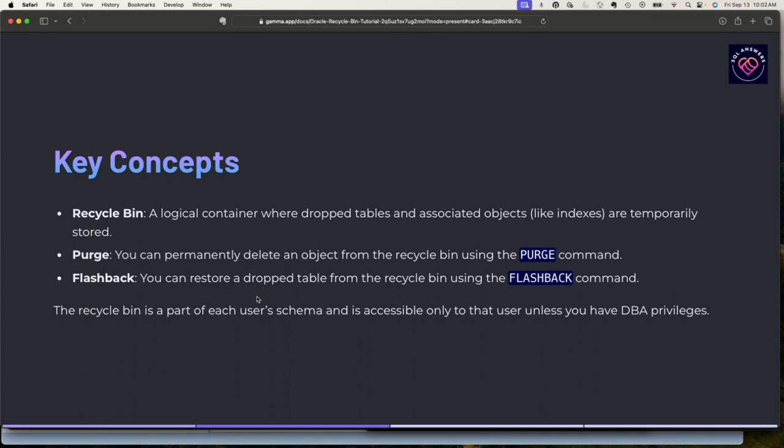And the flashback command is how you actually restore a dropped object. So there's a flashback command. We're going to look at that in a minute. And that's how you actually get objects back from the recycle bin. Recycle bin is part of every user schema, and it's accessible only to that user unless you've granted privileges for other people to see your recycle bin.